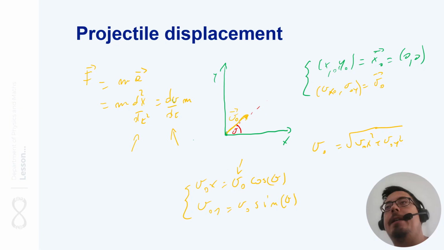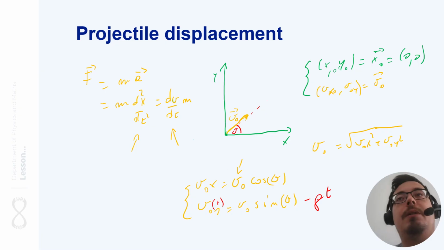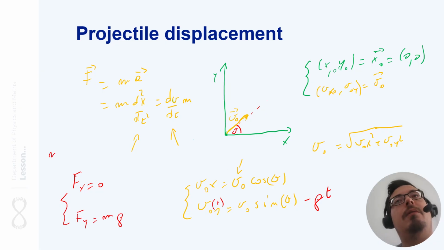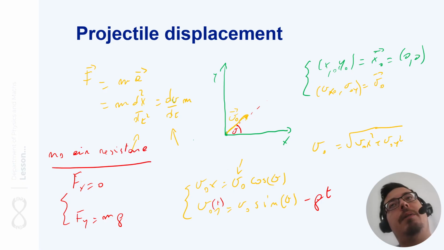And yes, so now with this one, we just need to remember to add a bit here, which is minus gt, because when the velocity is moving in time, the velocity in x will not change, because there is no force, and this is because Fx is equal to 0 because there is no air resistance, and Fy is mg, no air resistance. I will change this in future videos, but for now we do this.